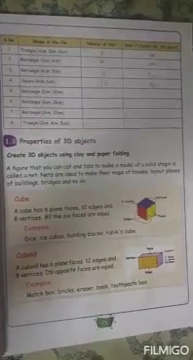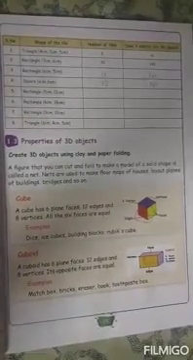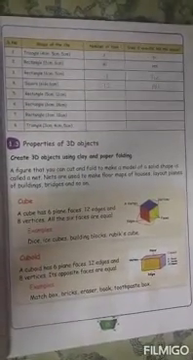Good morning, children. In today's math class, we'll see about the properties of 3D objects. We have seen all the properties of 3D objects already in our basic class. Yes or no, children? Yes. Today we'll go through all these properties of 3D objects once again, and we'll see one more thing about nets.